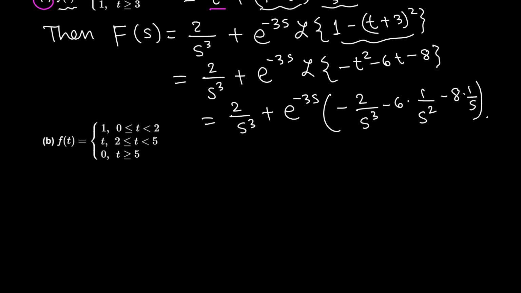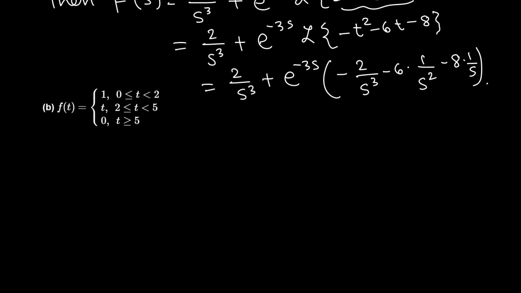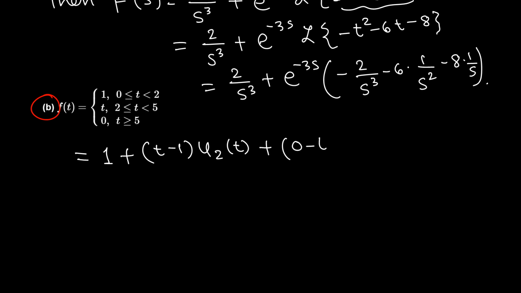In part B we have a piecewise function. We got 3 pieces, so this is the same as the first piece plus second minus first, t minus 1, and these two functions differ at 2, so u2(t), plus third minus second, and second and third differ at 5, so u5(t). So this is how we write a piecewise defined function with the help of the Heaviside function.